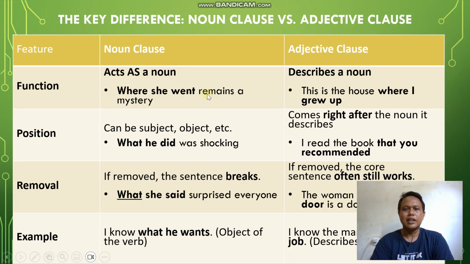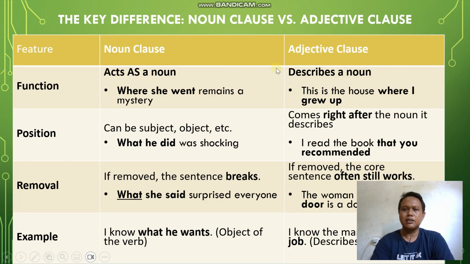Where she went remains a mystery. Where she went is a noun clause, and its position is the subject of the sentence. And a subject must be a noun. So where she went is the subject of the sentence, and where she went must be a noun.